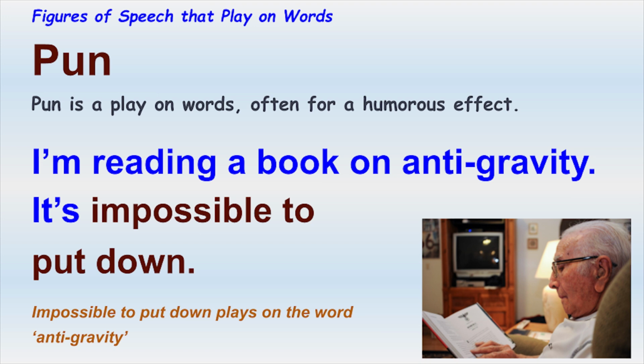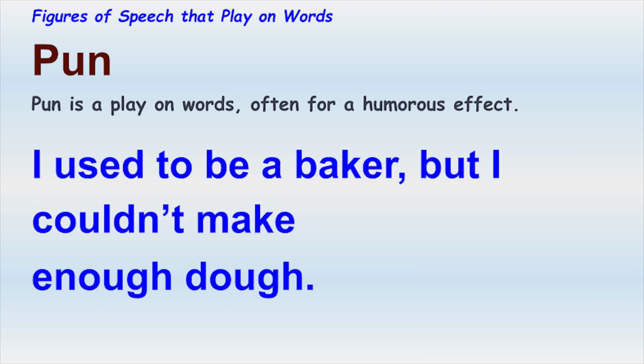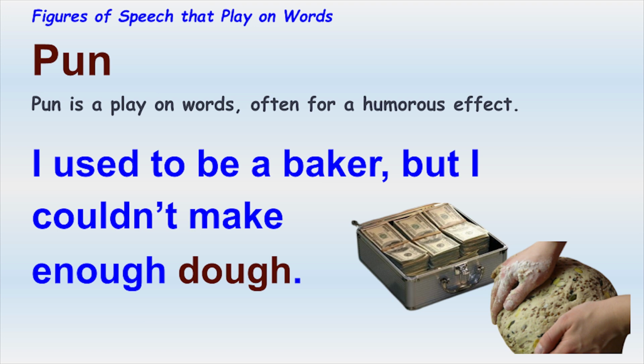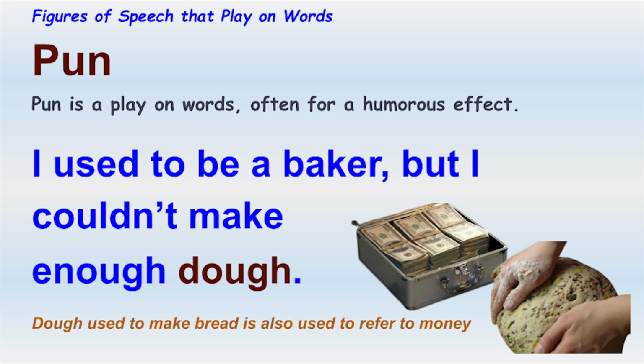Our next example is, I used to be a baker, but I couldn't make enough dough. The pun here is on the word dough. Dough is what a baker uses to make bread, and dough also refers to money. So this play on word is using dough to refer to money. The baker is saying he couldn't make enough money.